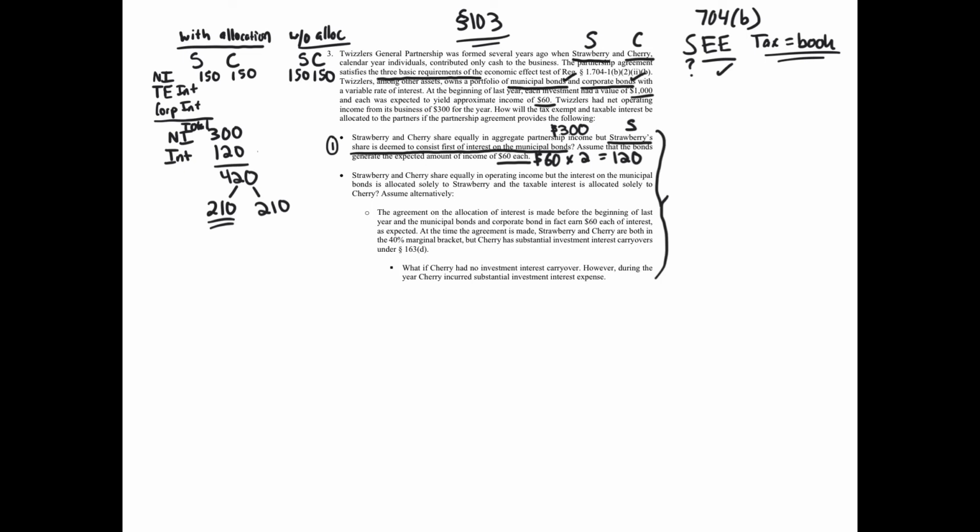So if we didn't have any type of special allocation, everything is just split 50-50. We have $60 total of tax-exempt interest, so we're going to split that 50-50, 30-30. Corporate interest is also 60, so it's 30-30 as well. That brings our balance down to 210 and 210 total. Let me give some more room here.